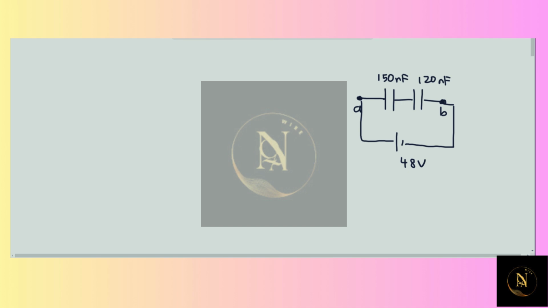There are 5 parts in this question. First we need to find the total charge in the network, and then the total charge on each capacitor, the total energy stored in the network, the energy stored in each capacitor, and the PD, potential difference across each capacitor.